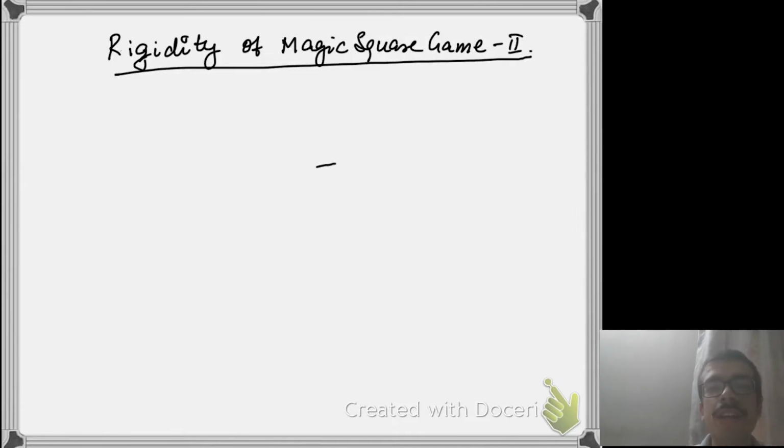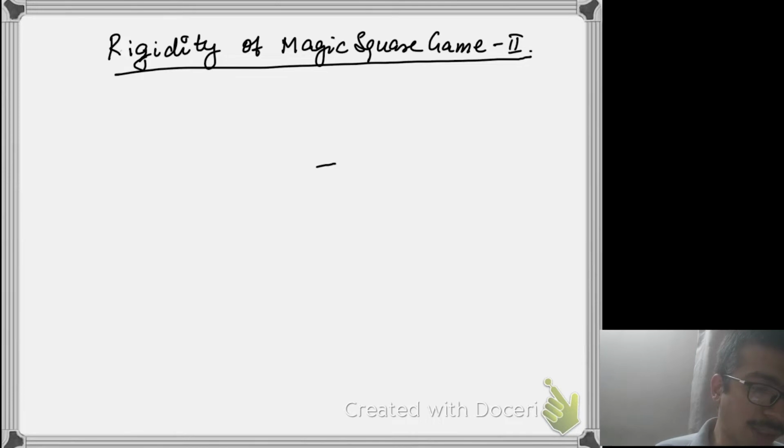Hello and welcome to the second lecture of Rigidity of Magic Square game. This is the ninth lecture in the series of lectures on quantum entanglement and non-local games. So here we'll continue with the proof to show that there is a unique solution in order to win the Magic Square game with probability 1.